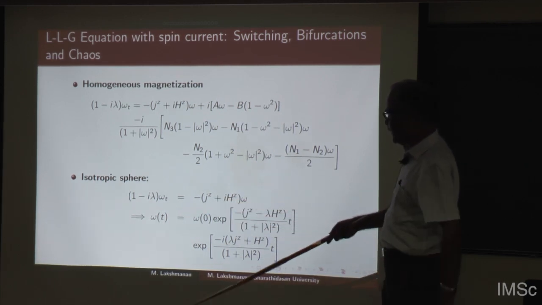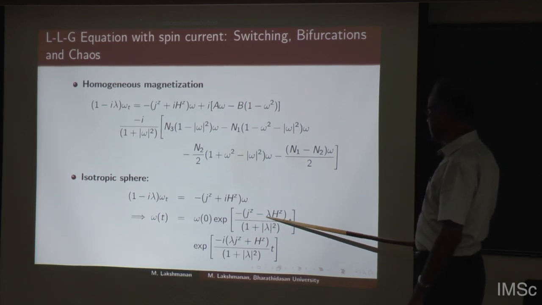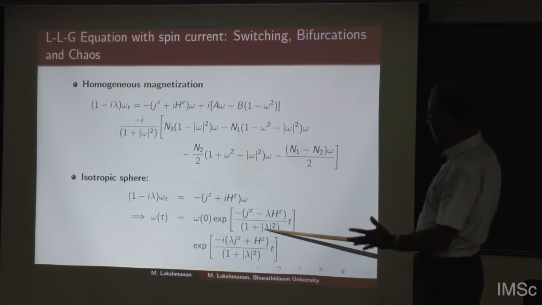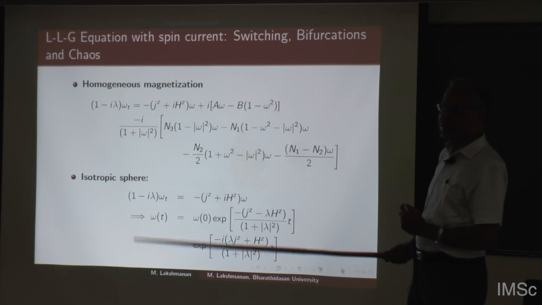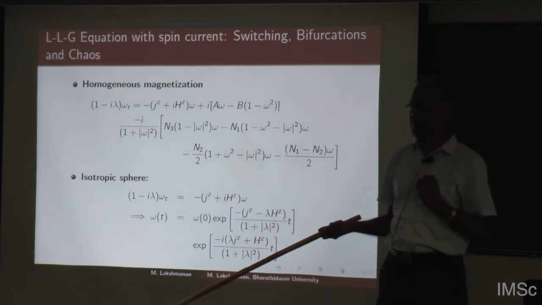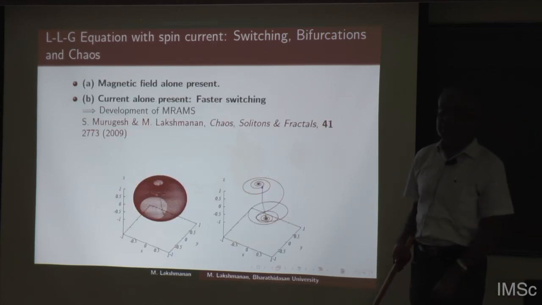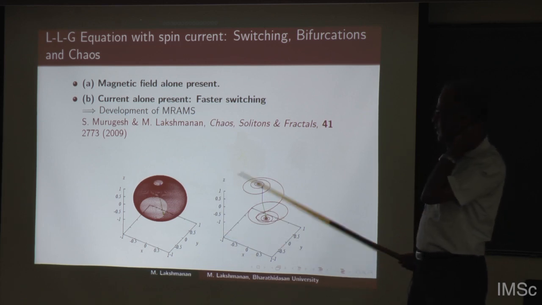So you can trivially integrate, and you find omega(t) is omega_0 exponential of minus lambda_j minus lambda_hz into t, and then exponential of minus i into this. So this one corresponds to precession, and this one corresponds to damping, which can switch the direction also. So one can easily see that the spin current can switch the direction of the magnetic field.